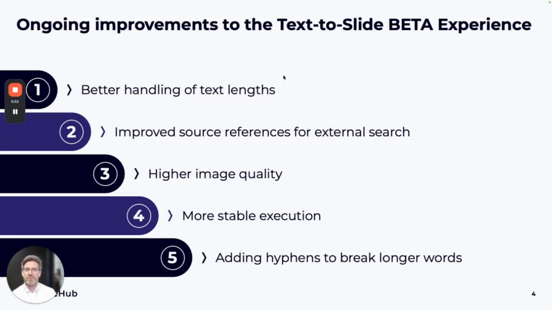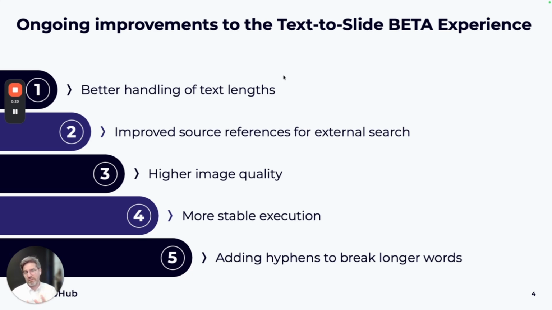One of the things we spent quite a bit of time on this month was to improve the text-to-slide beta experience. This included the better handling of text links. So in the past, we saw sometimes the slide would have too much text compared to the available space. We also improved the way sources, when doing external searches, would be presented in the slide. Then we improved the image quality.